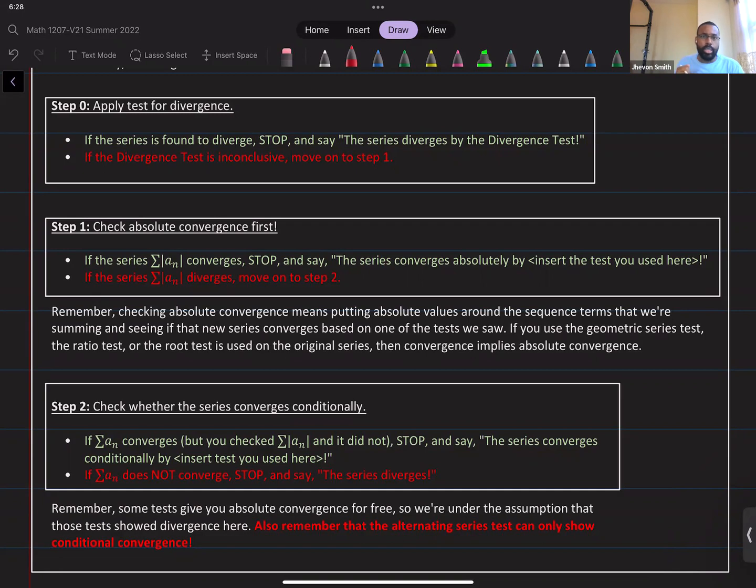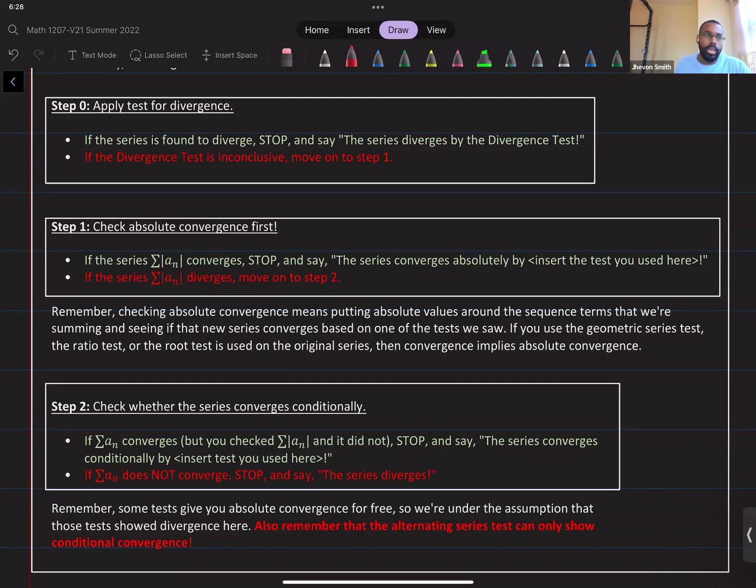Okay, so assuming that you can do that and you can determine that something diverges, then you're done. You just say the series diverges and you move on with your life. But let's say you get the limit equals 0, which means it's inconclusive. Then you can move on to step 1.